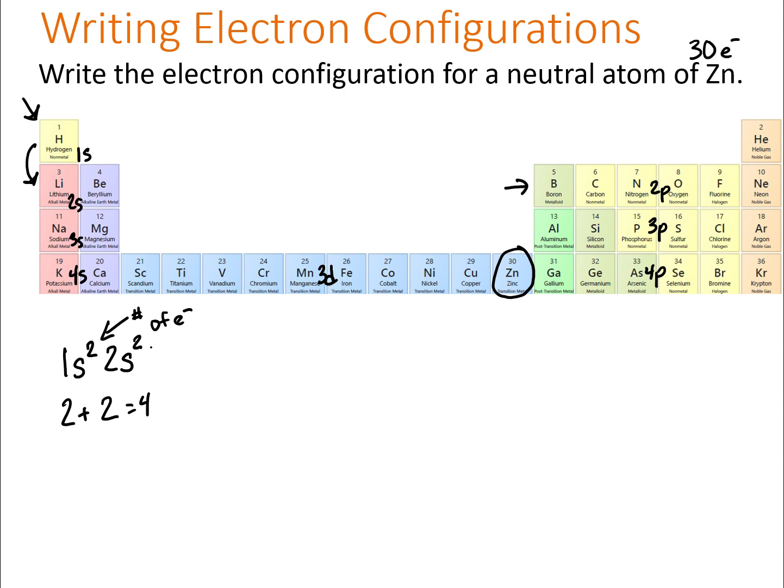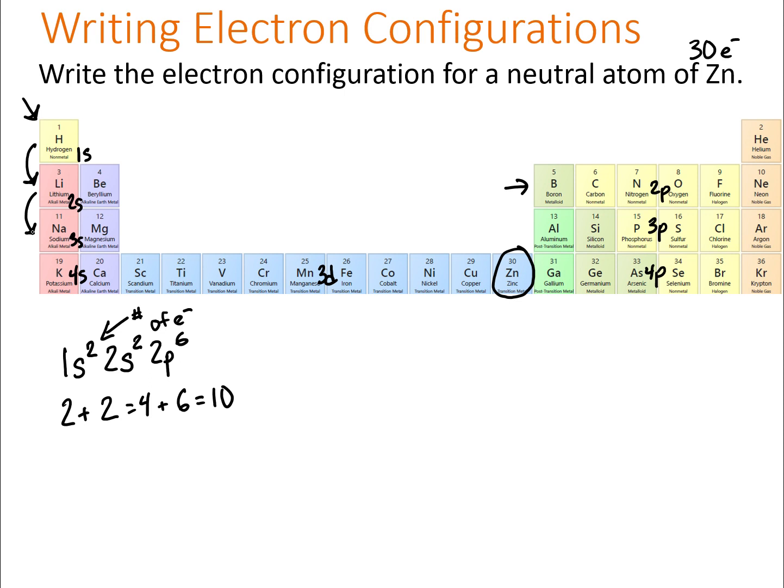We fill the 2p. There's 3 p orbitals, and each of them can hold 2 electrons for a total of 6 electrons. Now we filled 1s, 2s, and 2p. We've got 10 electrons total. We're looking for another 20.